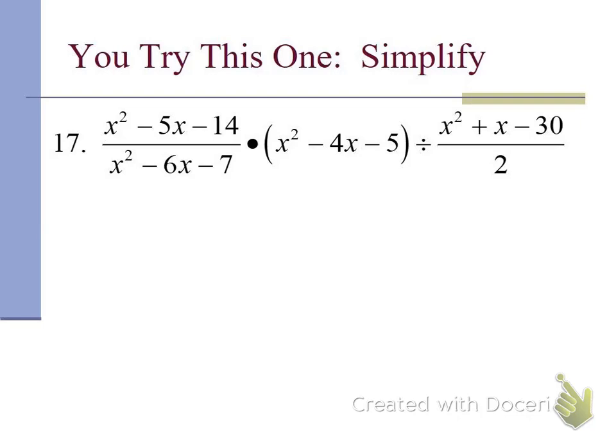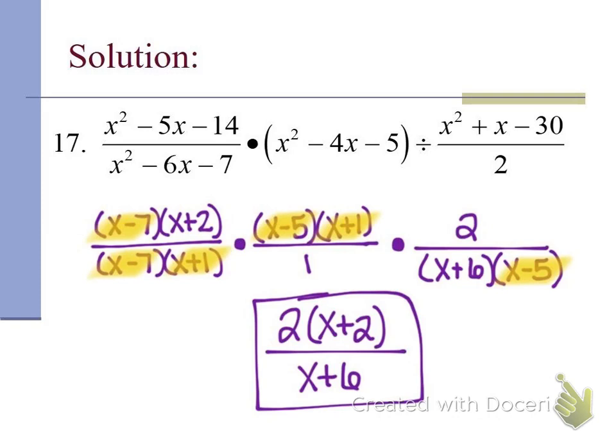And last but not least, you've got this guy. So again, don't forget to flip the second fraction, factor it down, and then try to divide out your common factors. Did you get 2 times (x plus 2) over (x plus 6)? You can see how everything factors there, and you can see the factors that were divided out. If this doesn't make any sense to you, then you've got to get in here and get some help.